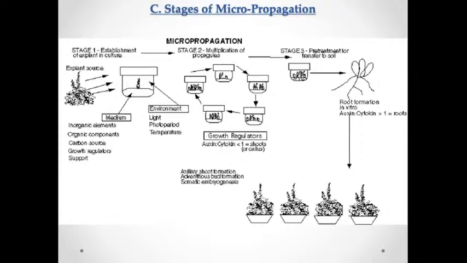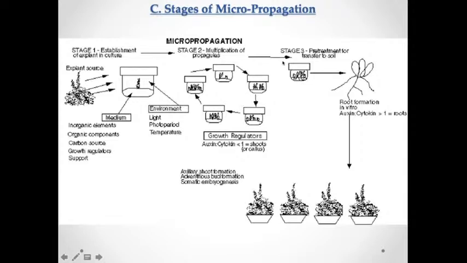Then in the second stage, multiplication of your propagules. Whatever plants you have selected will multiply with the help of hormones. If your auxin to cytokinin ratio is less than 1, then shoots or callus formation will happen. So like this, you change the hormone concentration and grow them.